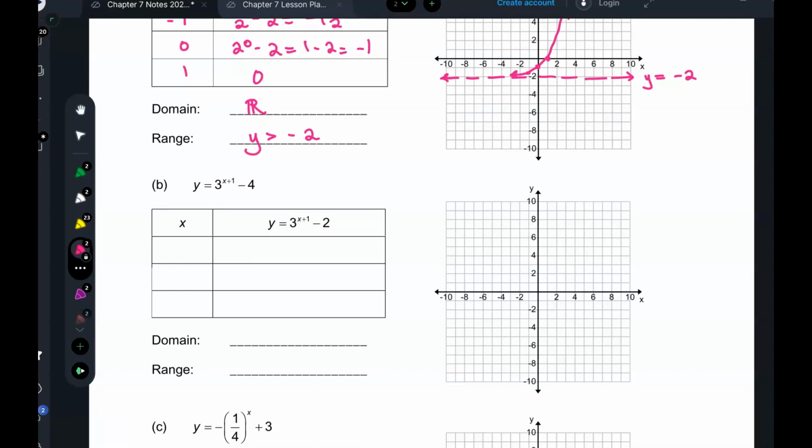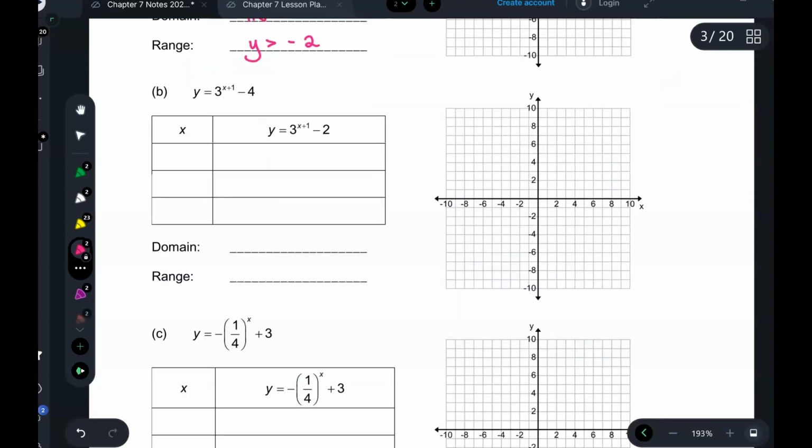Okay, now we get more complicated right away. I have a horizontal shift and a vertical shift. What do you want to plug in? -2, -1, 0. Okay. You can choose whatever numbers you want, right?